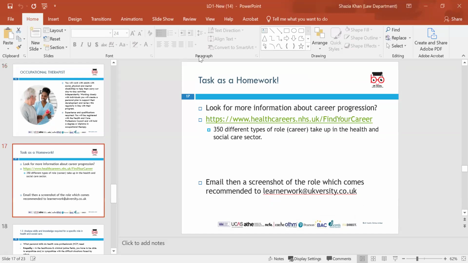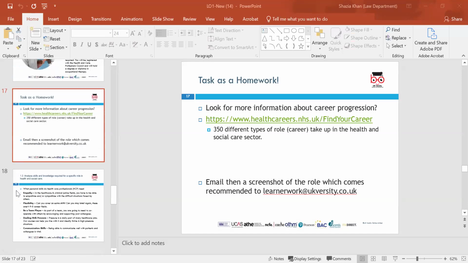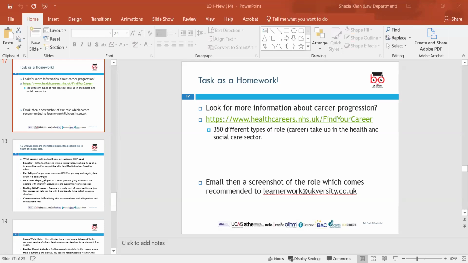Okay, so this was just something to do for homework. Have a look at that website, and this is part of your assignment as well. There are different career progressions, so look at what your career progression will be. You don't need to email the role; we'll discuss this tomorrow morning before the session. Have a look at what comes up for you. The link's there, so go on that link and have a look in your own time, and then we'll discuss it a little bit tomorrow, okay?